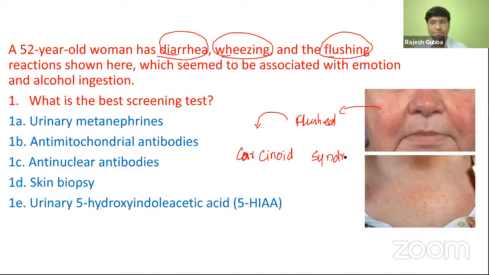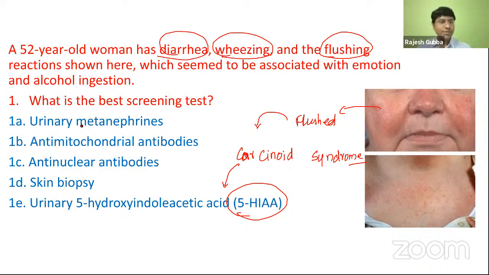Carcinoid syndrome. So that is the diagnosis in this patient. So in case of carcinoid syndrome, what will be the best screening test? The best screening test is 5-hydroxy-indole acetic acid.